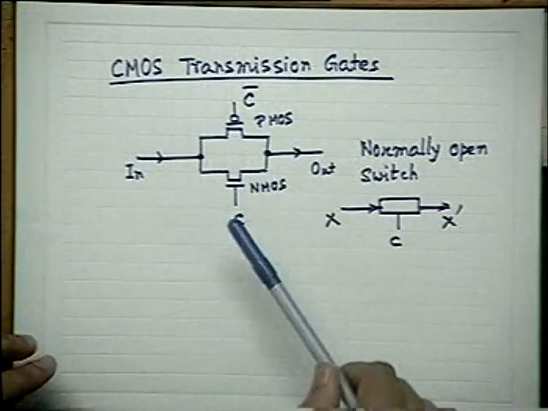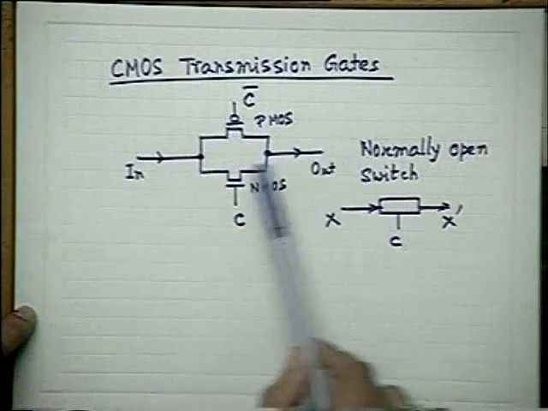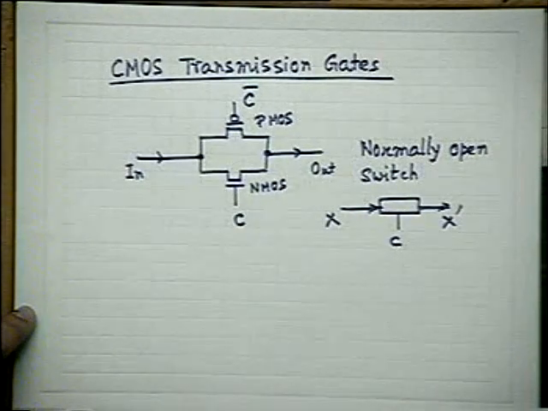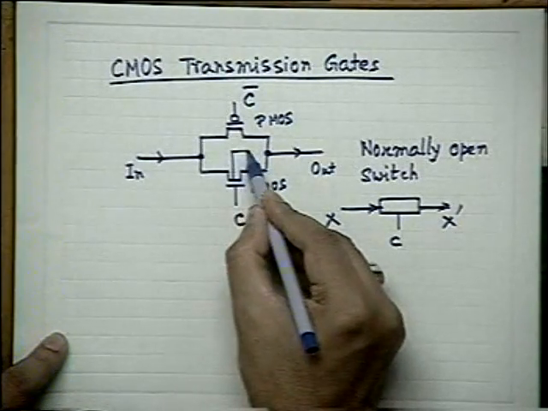If C is equal to 0, this is open. That is why it is called a normally open switch. Please note that this is grounded.